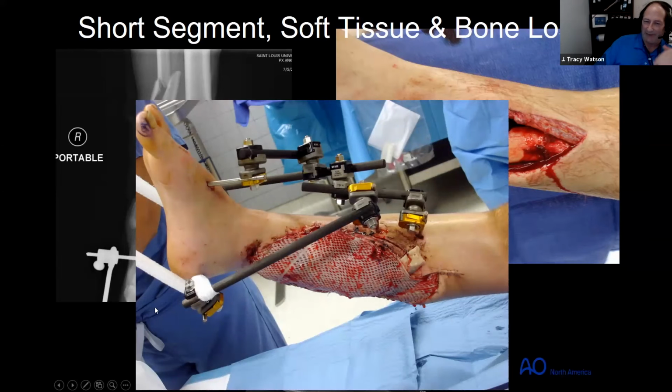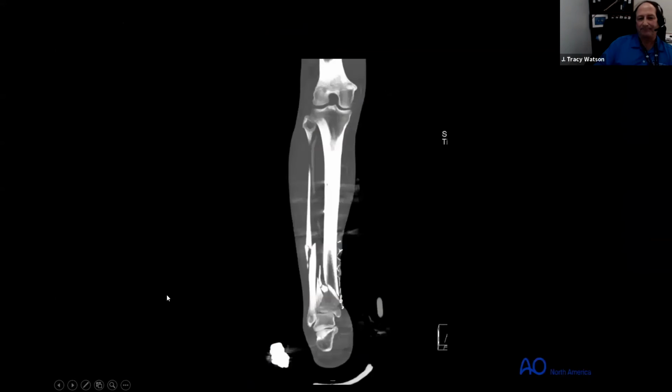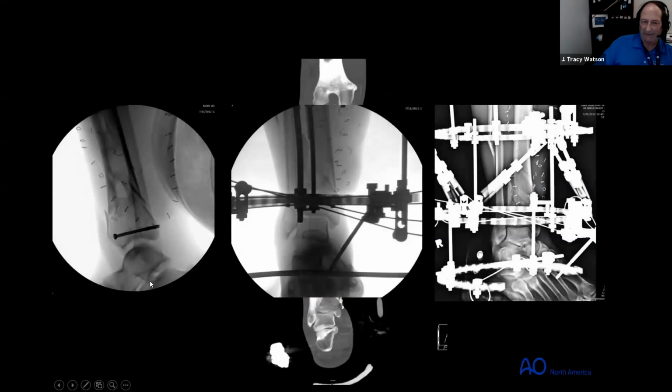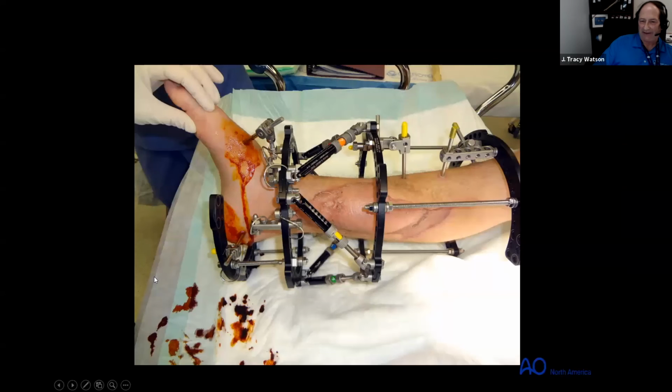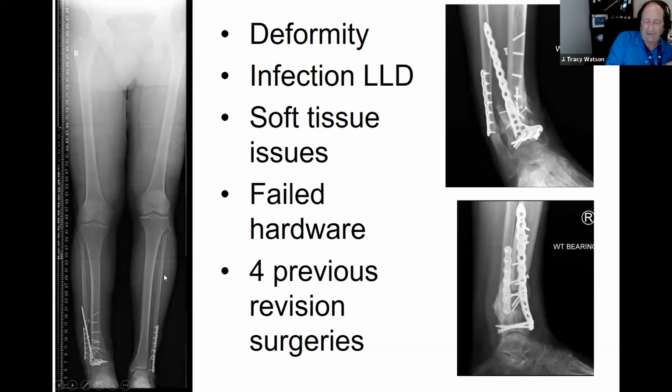Again, the short segment, soft tissue and bone loss. We like to flap and then place a frame. As you see here, we've flapped, the flap is taken, then we put a frame around it. Plastic surgeons don't like that, but actually it works out very nicely. And you can see as the flap matures, patient starts to weight bear, and very, very nice healing.